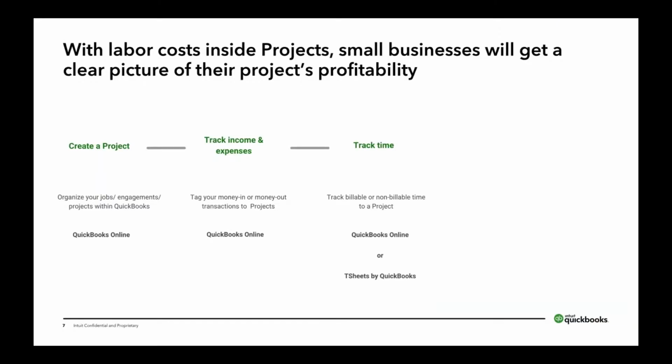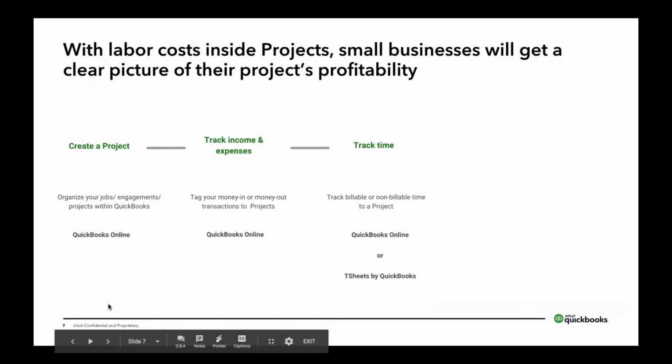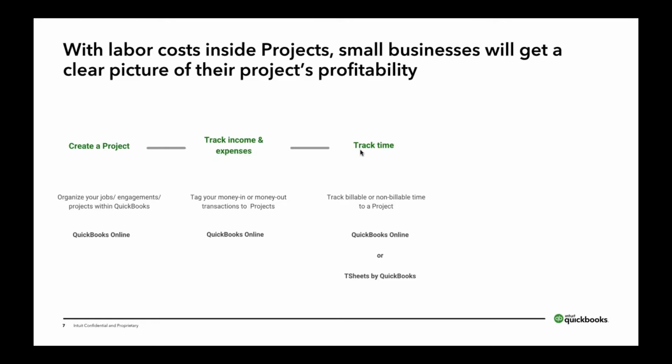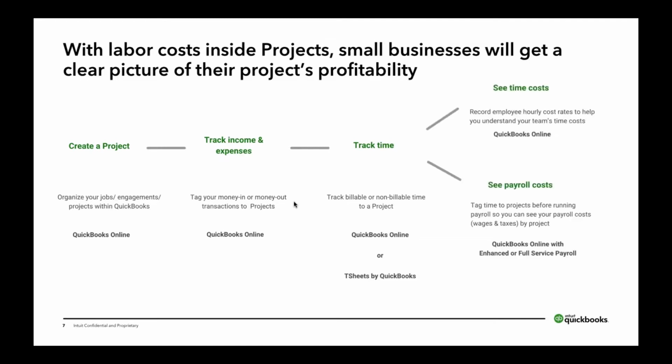So labor costs, like I said, are the biggest piece which was missing inside projects. We had everything else. You could create a project, you could track the income and expenses, and you could track time. These are existing capabilities within projects. Here is what we are adding now. If you are only using QuickBooks Online, you will be able to use employee hourly cost rates to help understand your team's time costs.